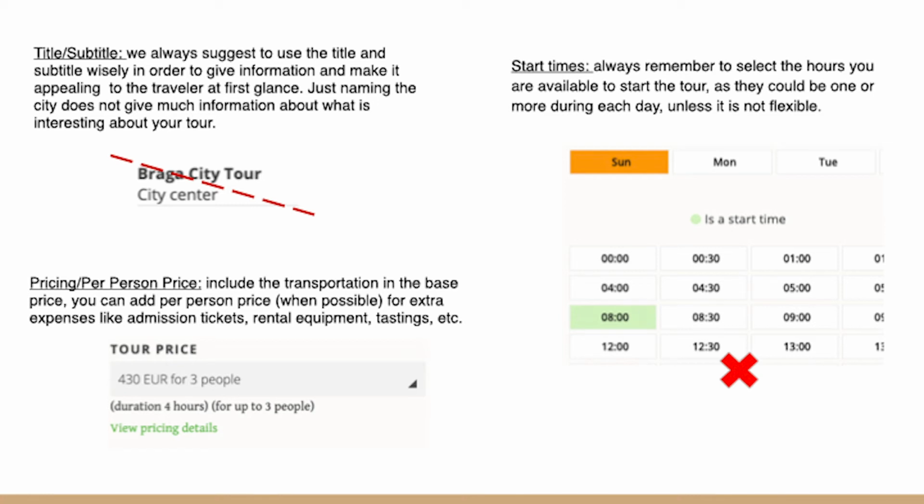For pricing and per person price, always include the main transportation in the base price, which will make the tour and the extra costs adapt to the amount of travelers. If it's not possible to add it in the per person price, then they should be clearly expressed in the What's Extra section with the approximate cost of each item.